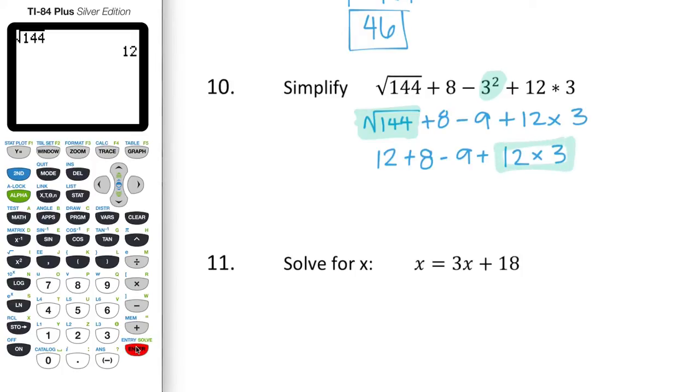So then we're going to multiply. That is our next order of operation. So 12 plus 8 minus 9 plus 36. From here you can just plug this into your calculator. So 12 plus 8 minus 9 plus 36. You're going to get your answer as 47.